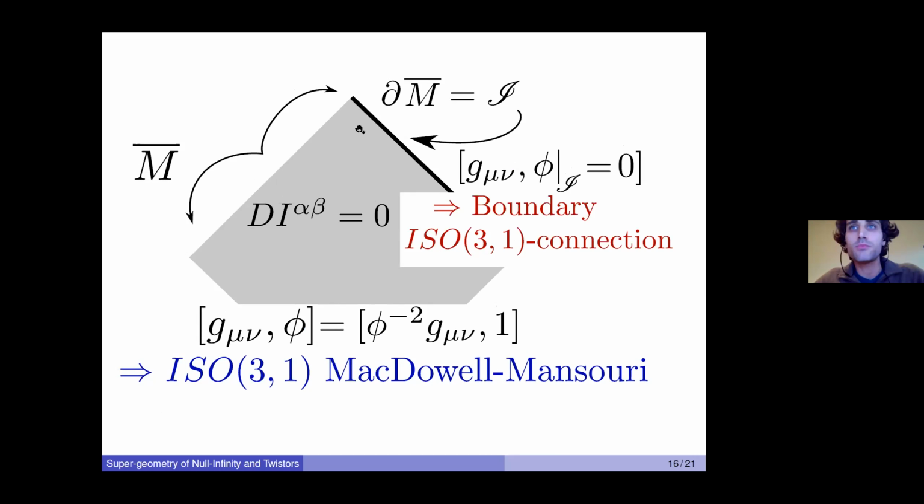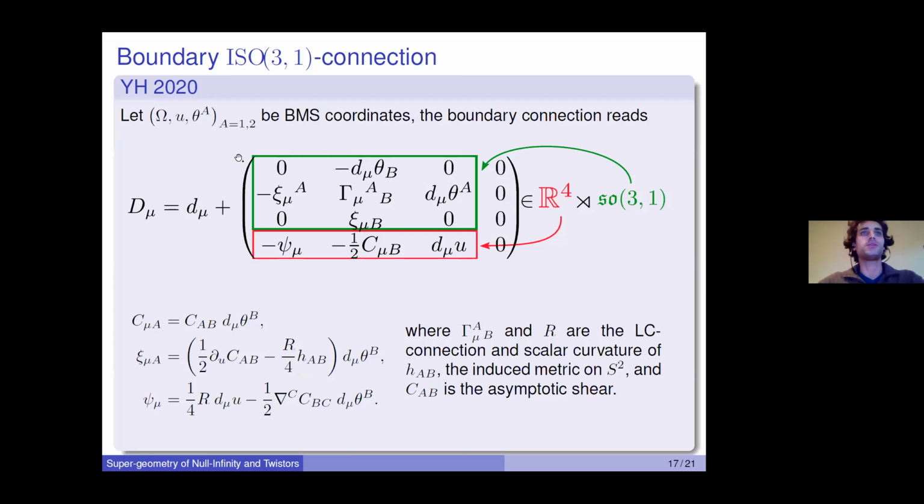So what is this Poincare connection? This is what I've tried to clarify in my recent work. Let's now work in coordinates for understanding each other. You pick BMS coordinates, omega, u, theta, and you open up these connections and have a look at what this is. This is the boundary Poincare connection. It's entirely parameterized by two fields. On the one hand, you have the metric on the two-sphere, and this is the Levi-Civita connection for this metric. You have also the scalar curvature, but also you have the asymptotic shear.